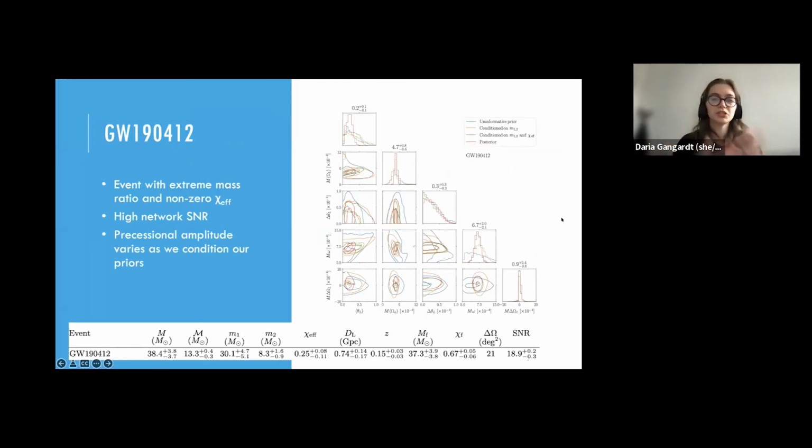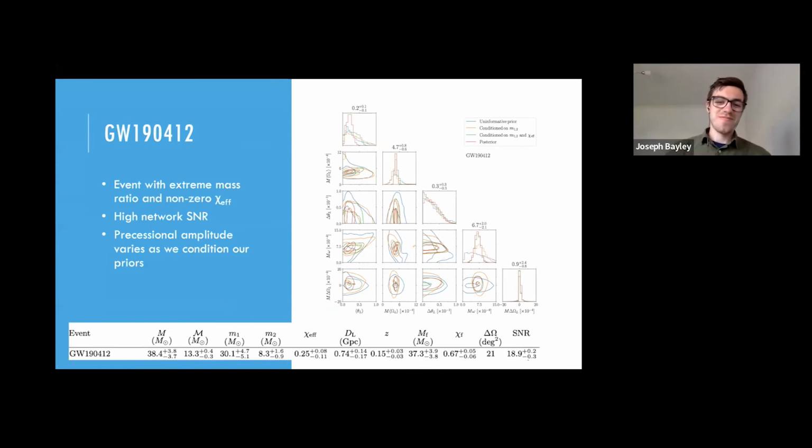So we construct these conditioned priors and then reformulate all of the distributions of like the prior and posterior values of the spins that LIGO releases in the parameter estimation files. And we do this for all of the events. Here, I'm showing you the results for the event GW190412. Now, the reason why I've chosen this event is because some of you may already know this. It has a very extreme mass ratio that is away from 1.